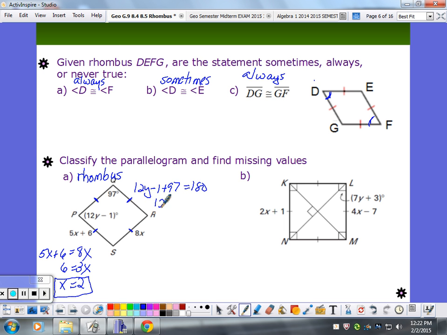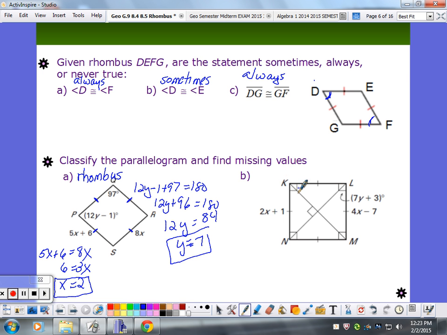So let's see what we get here. 12y plus 96 is 180, right? Which means what? 12y equals 84? Is that right? Y equals 7? Mm-hmm. Alright, let's look at this guy.